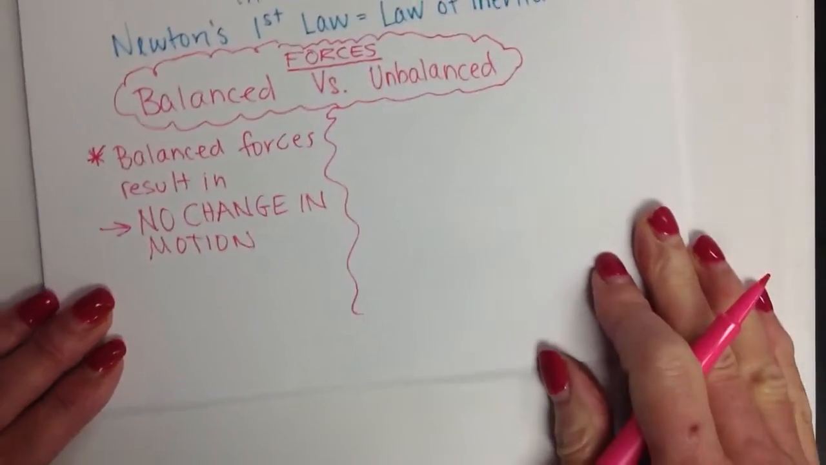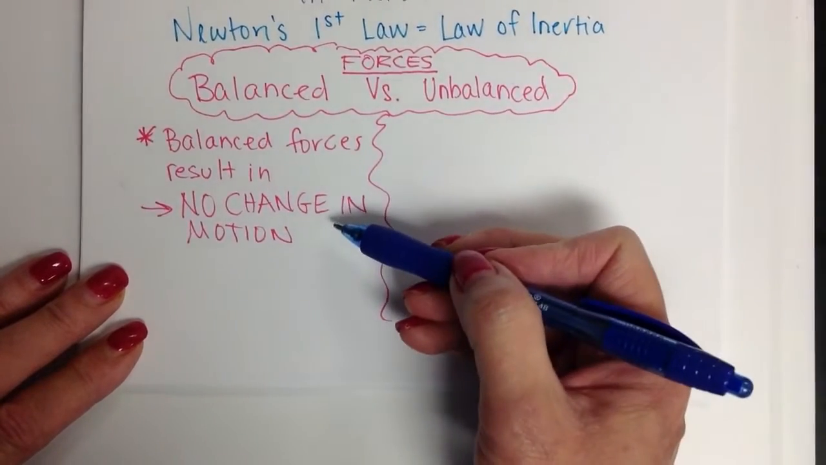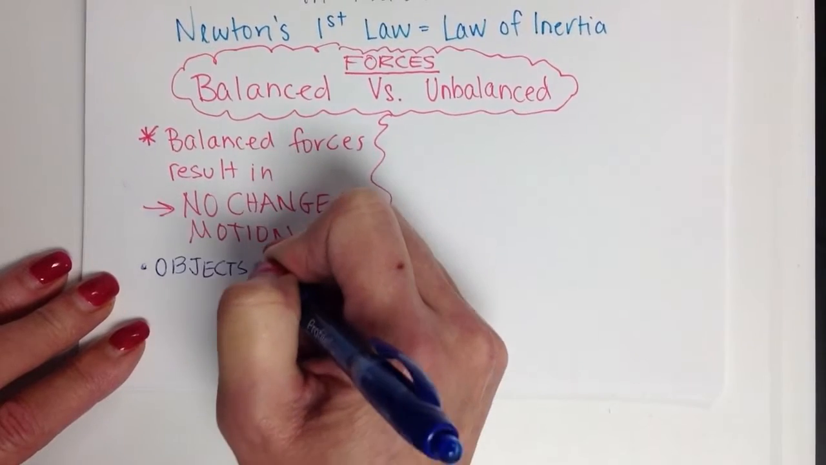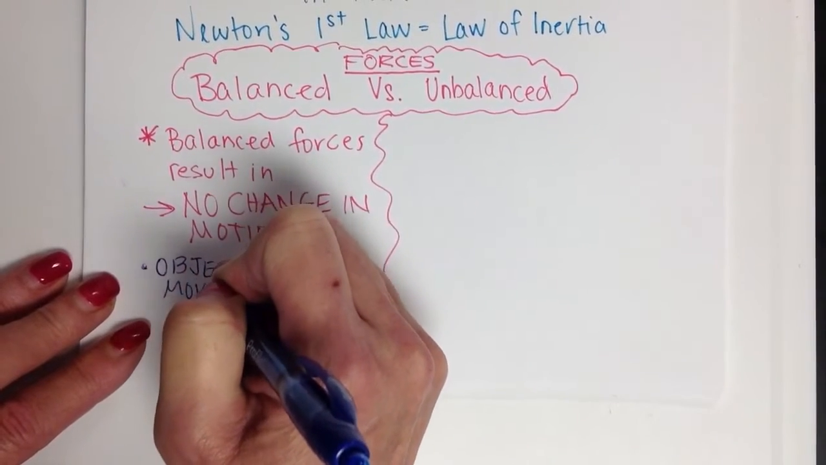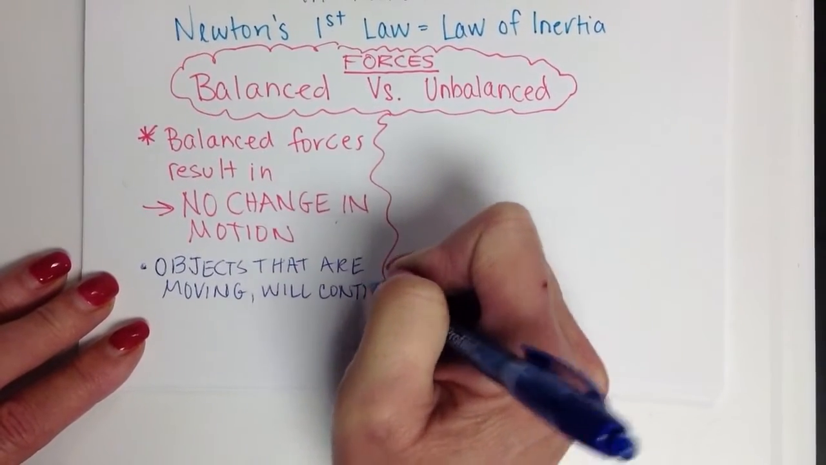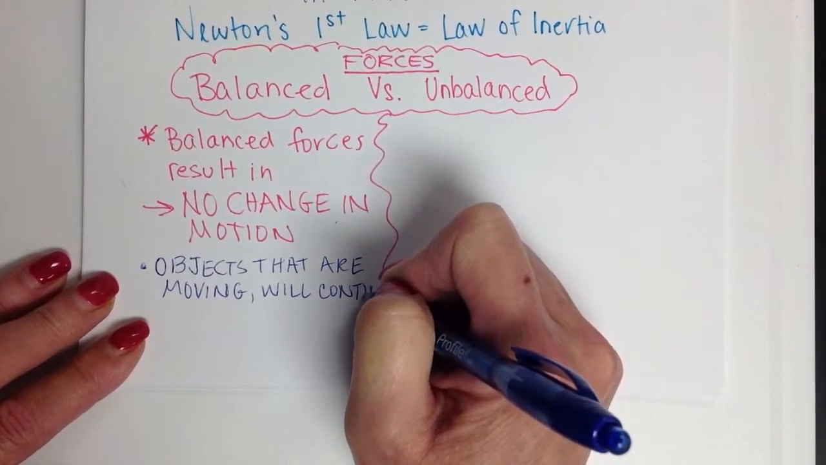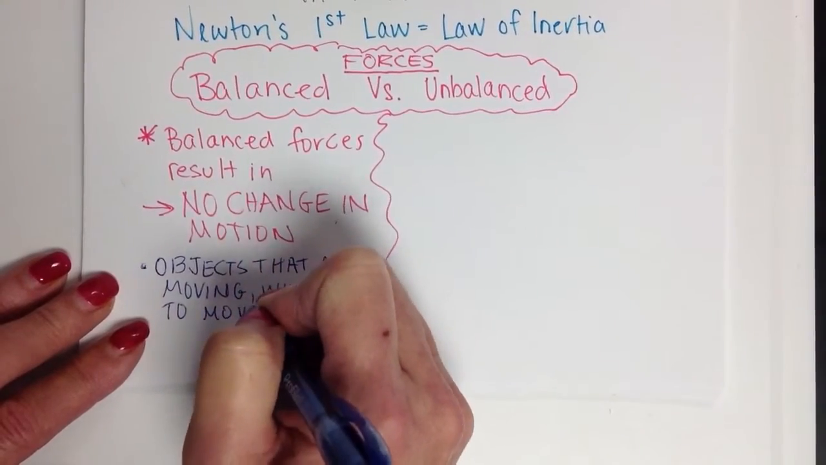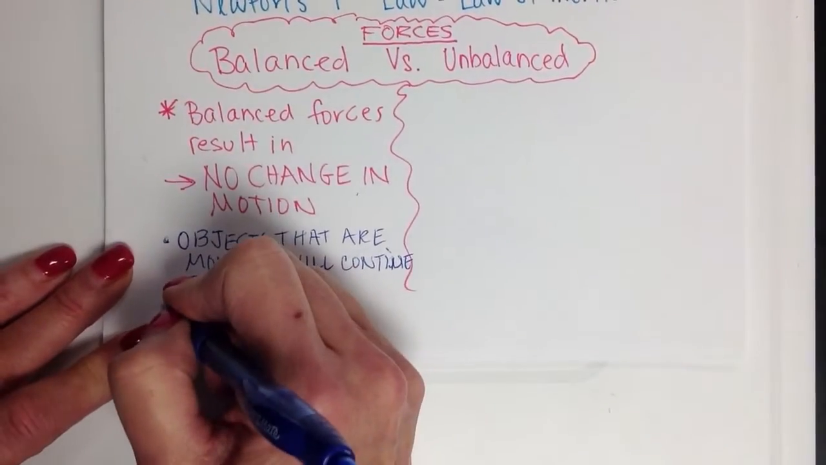Well, what do I mean when I say no change in motion? Meaning, of course, if it's moving, is it going to stop moving? Well, it says no change in motion, so objects that are moving will continue to move. And objects that are not moving, well, they're going to not move.